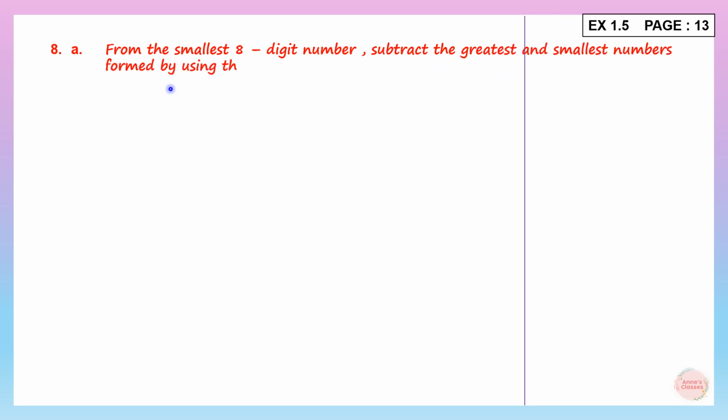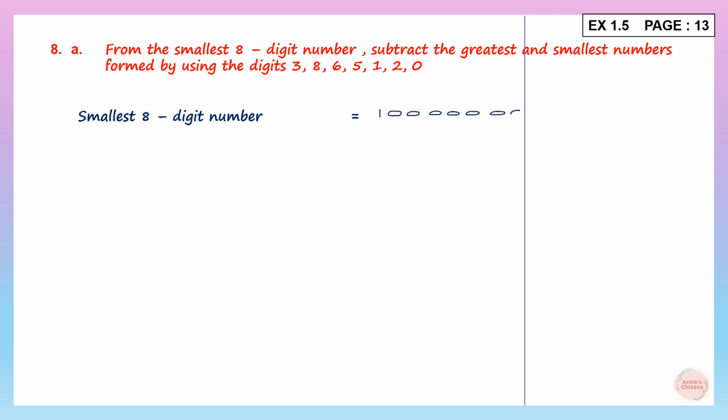Question 8a. From the smallest 8-digit number, subtract the greatest and smallest numbers formed by using the digits given to us. So first we take the smallest 8-digit number. From that we are going to subtract the greatest and smallest numbers formed using these digits. So first let's take the smallest 8-digit number. That is 1 followed by 7 zeros: 1, 2, 3, 4, 5, 6, 7.